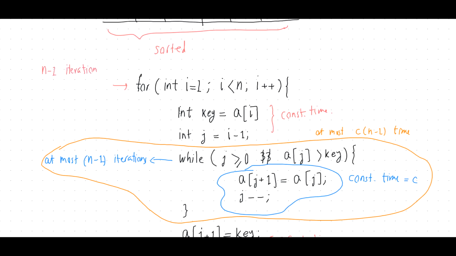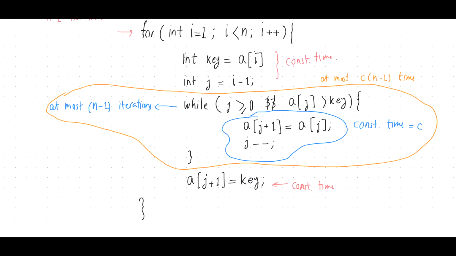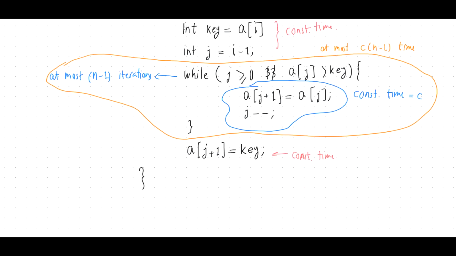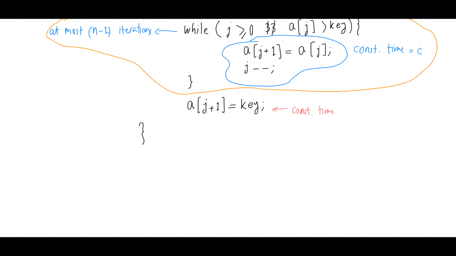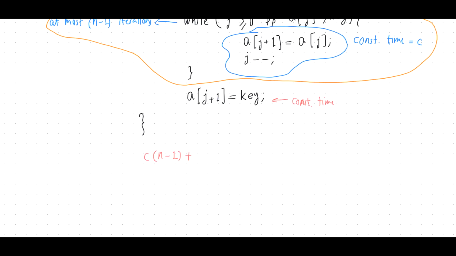Because I start from 1, it goes all the way to n minus 1. So we have n minus 1 iterations of the outer loop. And then inside, we have some constant time things. And then this big thing, which takes t times n minus 1. So if we put everything together, what we have is c times n minus 1 plus, and let's call this constant time here and these constant times here all together c prime.